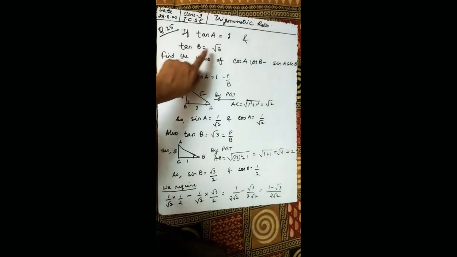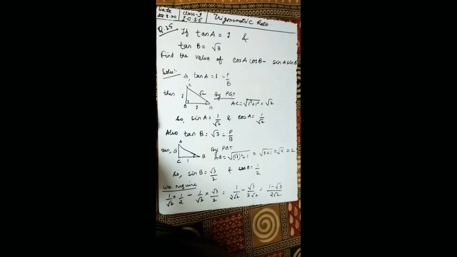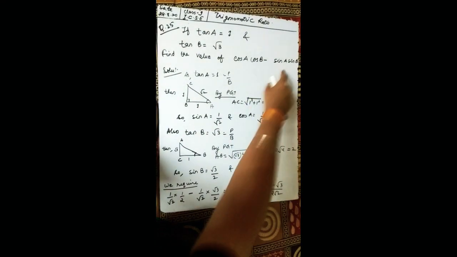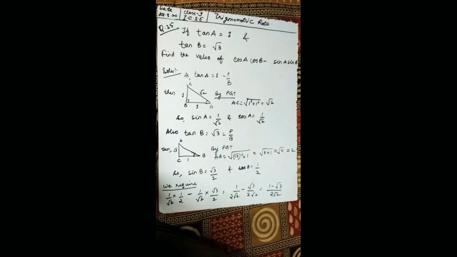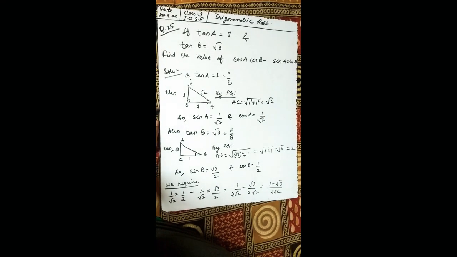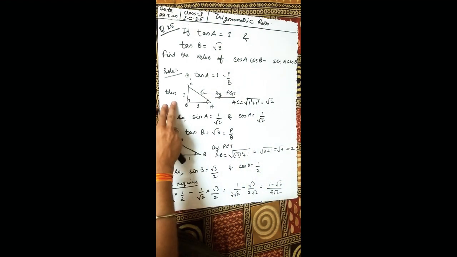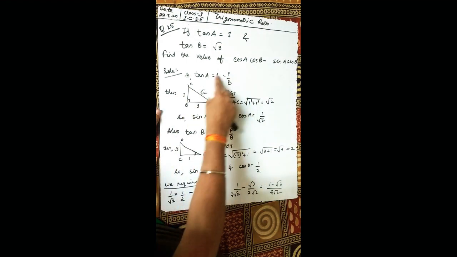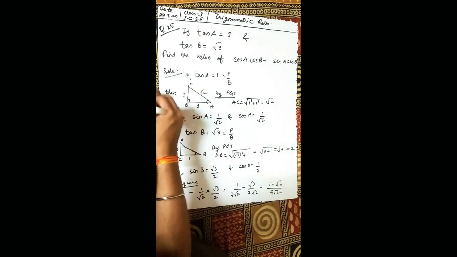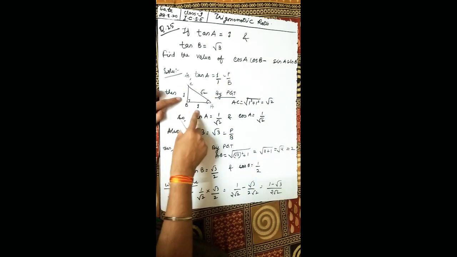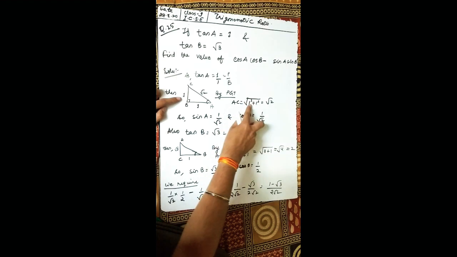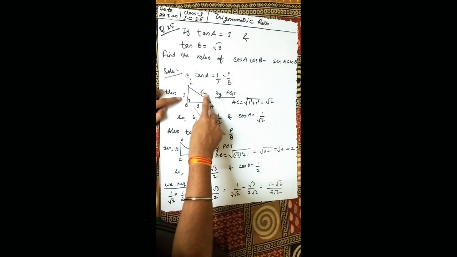Okay, let us understand the 25th question. So you have: if tan A is equal to 1 and tan B equal to root 3, then find the value of cos A cos B minus sin A sin B. This question we have to do. So we are starting with tan A equal to 1, which is perpendicular upon base, then making a right angled triangle, perpendicular is 1, base is also 1 because we can write 1 upon 1. By using Pythagoras theorem, AC will be under root of 1 square plus 1 square, so under root 2.